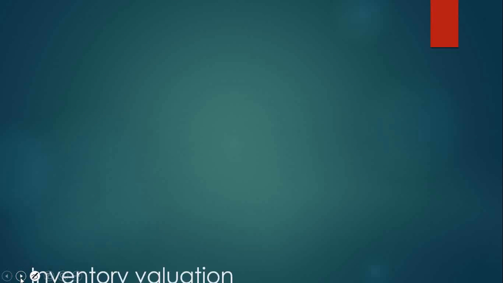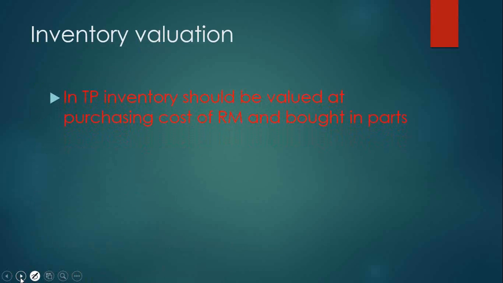So, inventory valuation. In TP, inventory should be valued at only the purchasing cost of raw material, and any parts you have bought from outside. So if you have bought anything, only that is your inventory. Nothing else is your inventory.